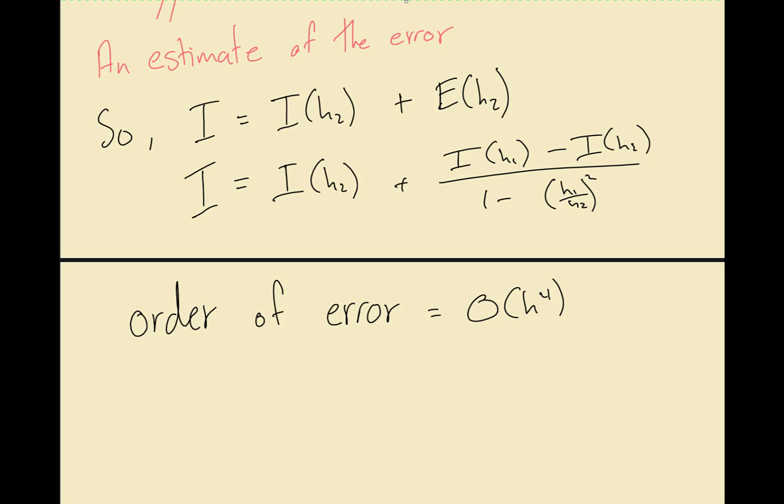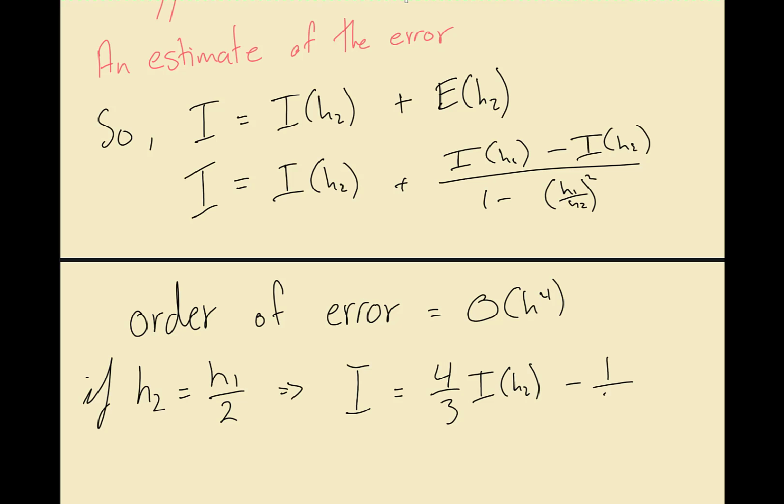Now we're going to look at the special case where h2 is half h1. In that case, we can derive a simple equation and then just use it in problems. So if h2 equals half h1, so h1 divided by 2, then the above equation becomes I equals 4 over 3 IH2 minus 1 over 3 IH1, where IH2 would be more accurate or less accurate than IH1.